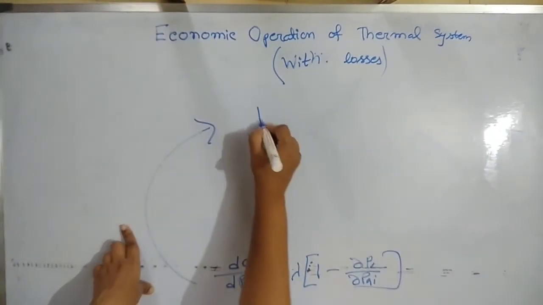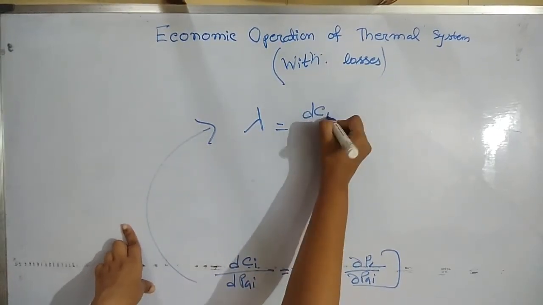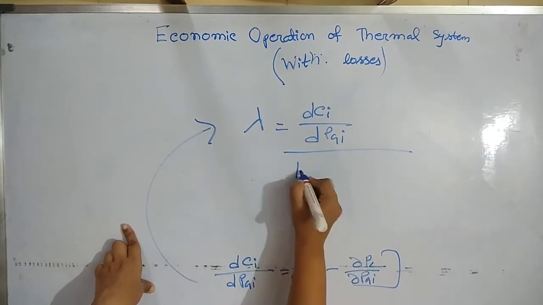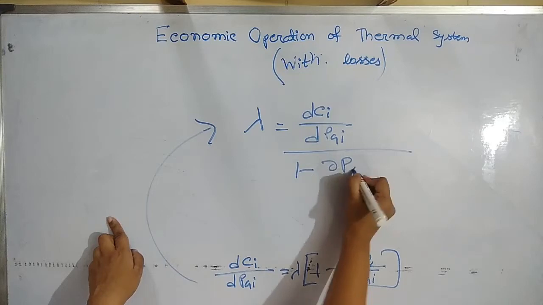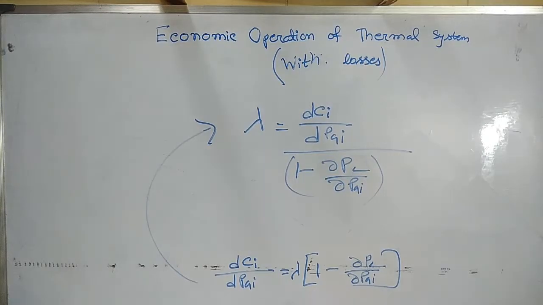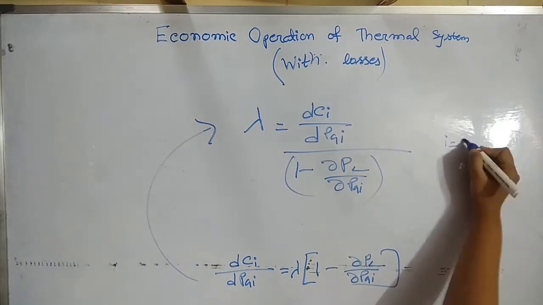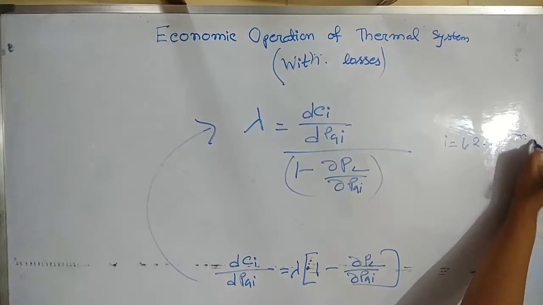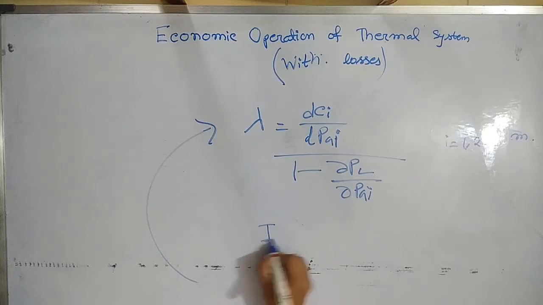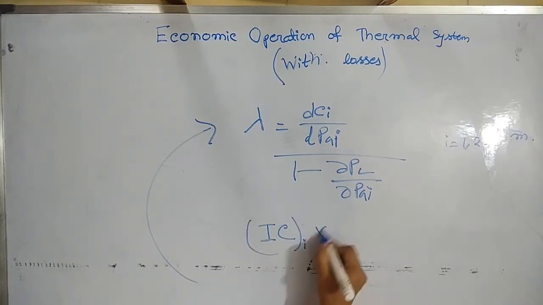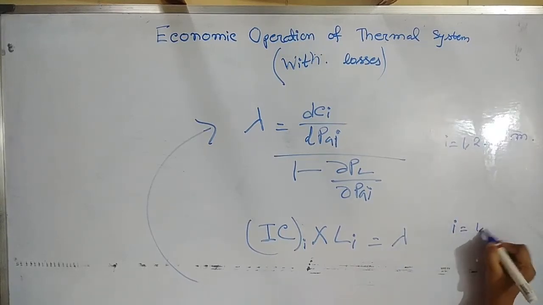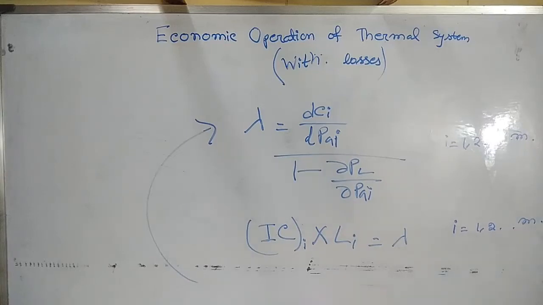We can write the value of delta as dCi by dPgi, divided by 1 minus delta PL by delta PGI, for i equals 1 to M. Now, the incremental cost of the ith unit into Li equals lambda, for i equals 1 to n.